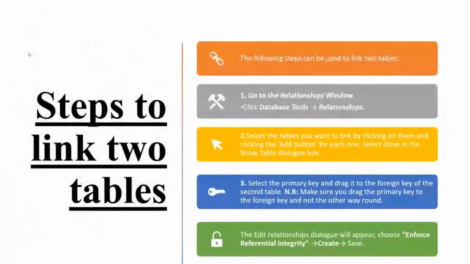And then these are the steps to link two tables. You go to the relationships window, which can be found when you click on the Database Tools tab. You select Relationships. Then you select the tables you want to link by clicking on them and clicking the Add button for each one. And then you close the Show Table dialog box. You select the primary key and drag it to the foreign key of the second table. And there's a very important note right there: make sure you drag the primary key to the foreign key and not the other way around. Then the Edit Relationships dialog will appear. You tick Enforce Referential Integrity, then Create, and then you go ahead and save that relationship. And that right there are the steps to link two tables in a database.